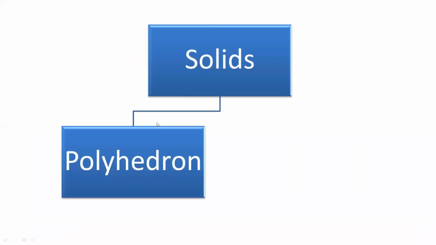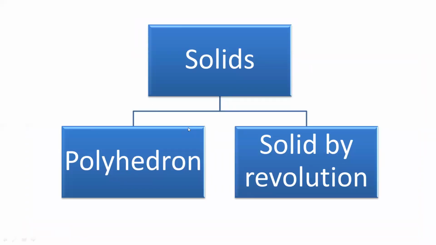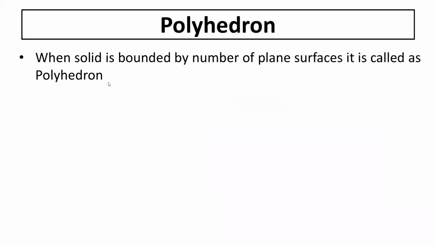So solids are classified into two categories. The first is the polyhedron, and second is the solid by revolution. Okay. So we will see in detail what is the meaning of polyhedron and what is the meaning of solid by revolution. So what is polyhedron? When a solid is bounded by a number of plane surfaces, it is called a polyhedron. Okay. So hedron means plane surface and poly means number of surfaces.